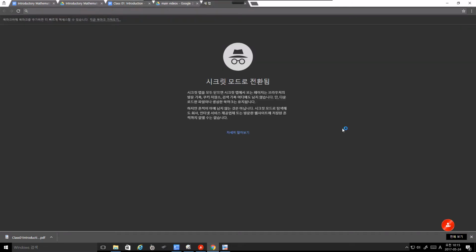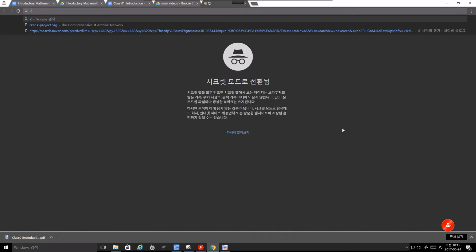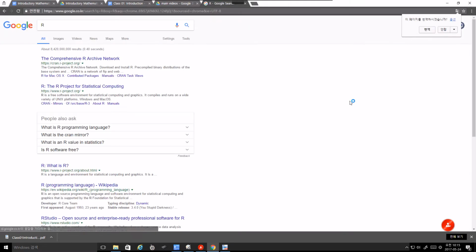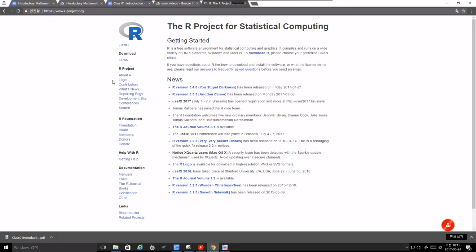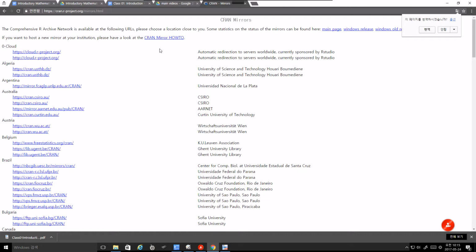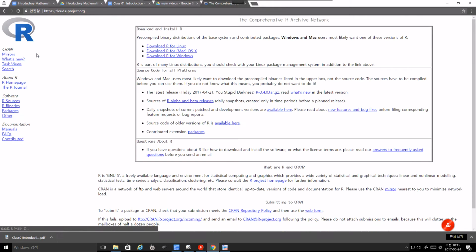you can go to, again, the Google search bar and simply type R. And then you can see this one, the Comprehensive R Archive Network, or R, the Project for Statistical Computing. You can click whatever you want. Let me click this one. And then, getting started. We want to download this one. So download, go to CRAN. There are a lot of links, so let me click the very first one.